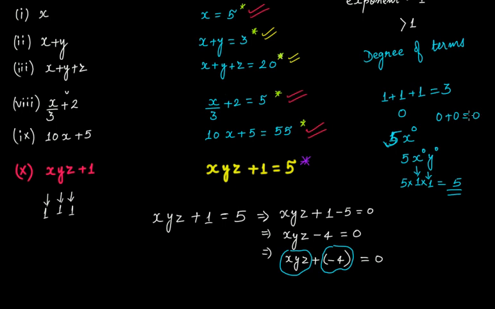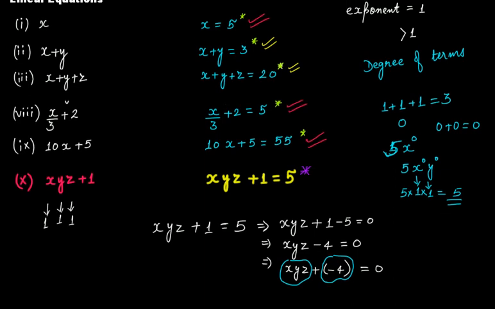So actually you will say that an equation is a linear equation only when the degree of the terms is not greater than 1. The correct definition is that the degree of the terms should not be greater than 1. In that case, those equations will be linear equations.